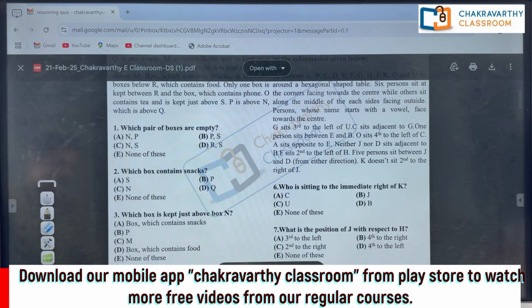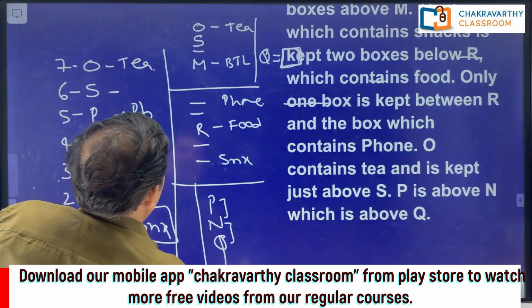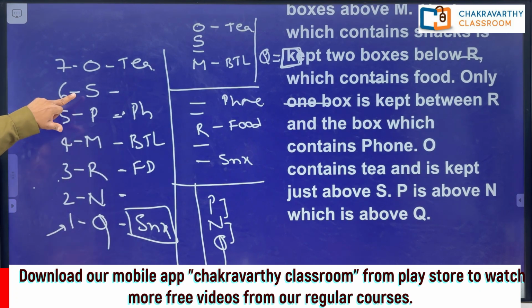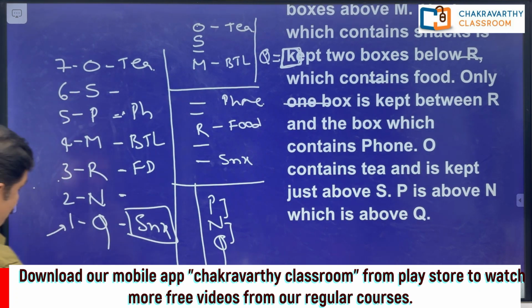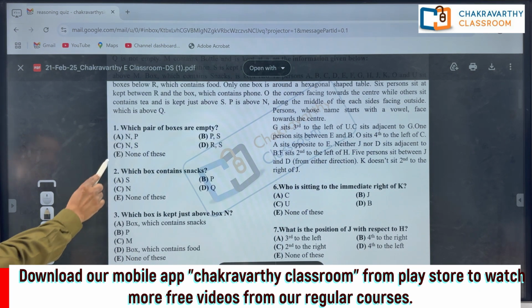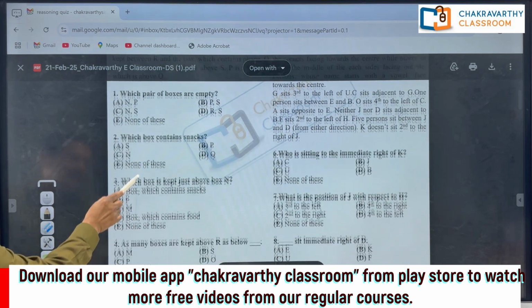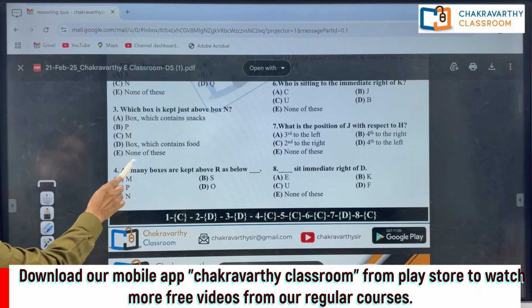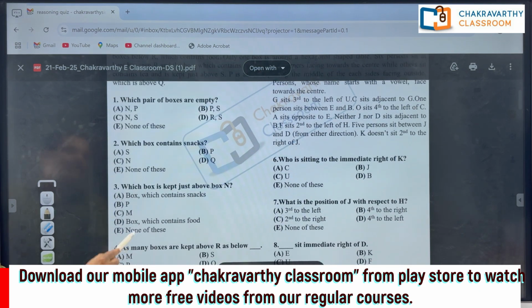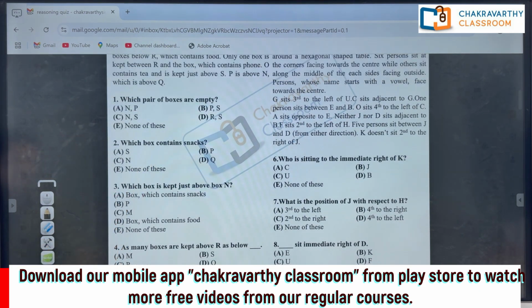Which pair of boxes are empty here? If you want to go for this one, which pair of boxes are empty? S and N. Just go for this one, S and N, N and S. Option C is the right one. We give the answers as well. First question is C. Okay, now the second question, you see, which box contains snacks?